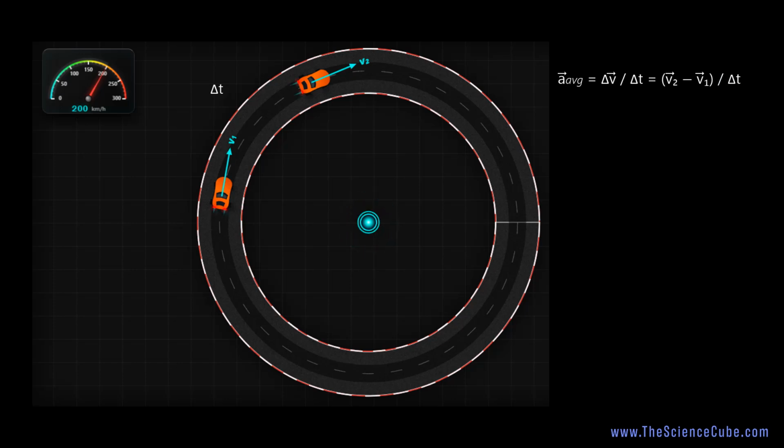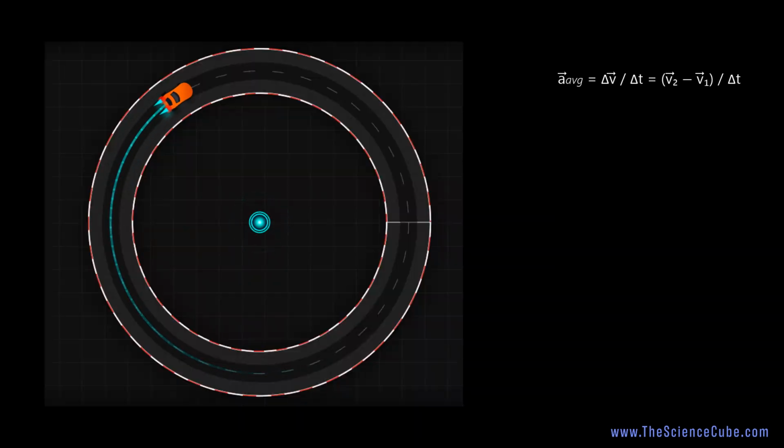Now, this has consequences that trip up almost everyone the first time. The average acceleration vector does not point where the particle is going. It points in the direction the velocity is changing.